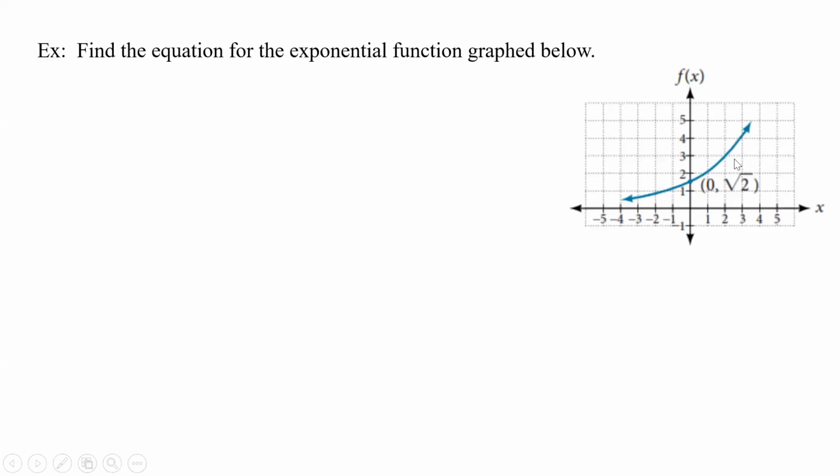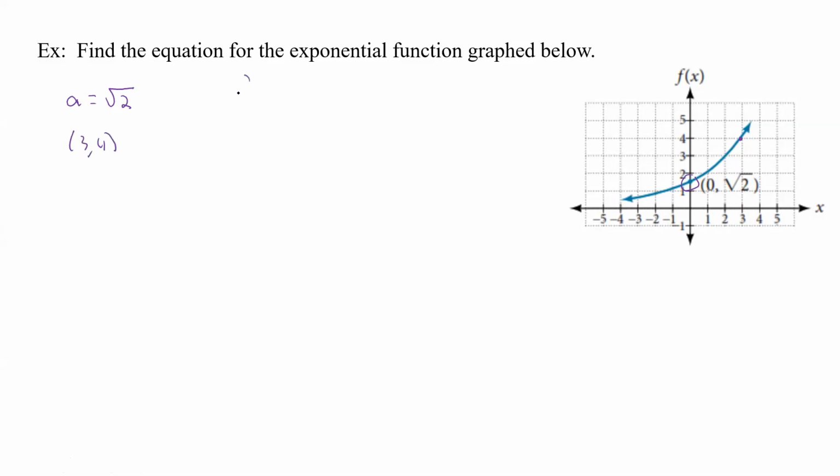So let's look at this example here. What we have is a function. It's exponential in nature, and they are nice enough to give us that this point here is 0 comma radical 2. So that means a is equal to radical 2. Now, if we want a point as far away as possible, then I'm going to try to get that point there. So that looks like it's 3 comma 4. So then I'll have the point 3 comma 4.